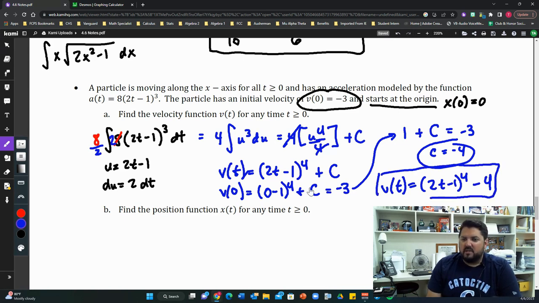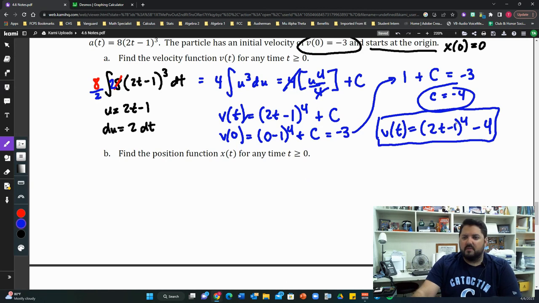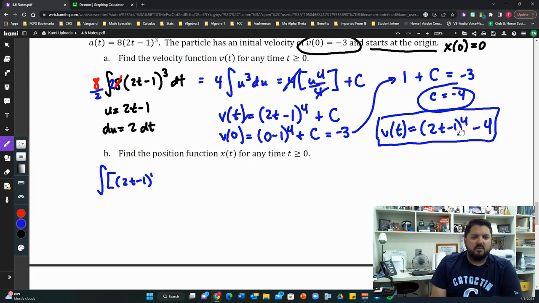So again, we did u-substitution there to help us evaluate that integral. Now we're going to do the same thing to start with this function and go back to the original position. So that's my next step. This one I'm going to use brackets because I've got this group inside of here. So the integral of (2t minus 1) to the 4th minus 4 dt.